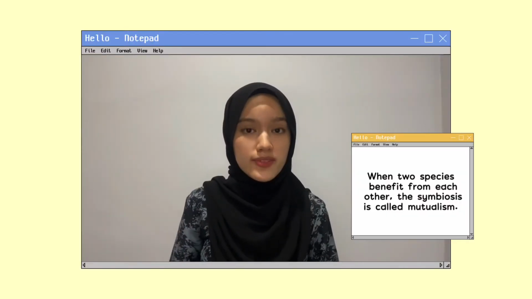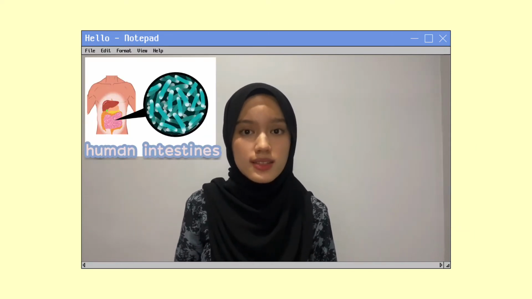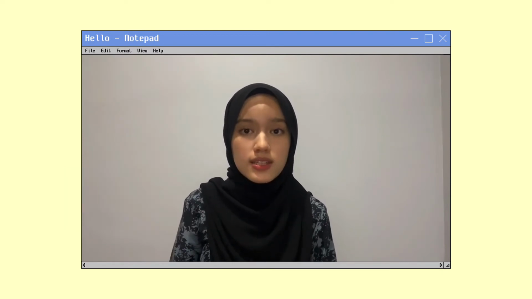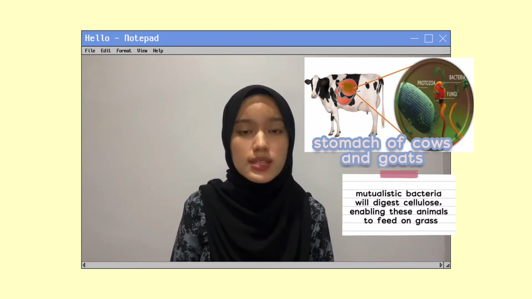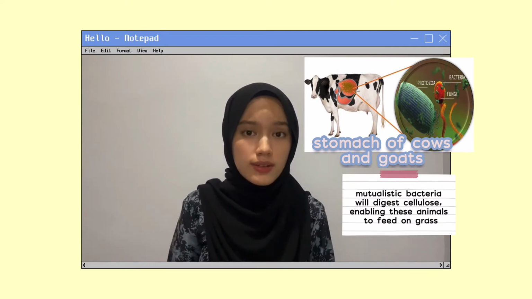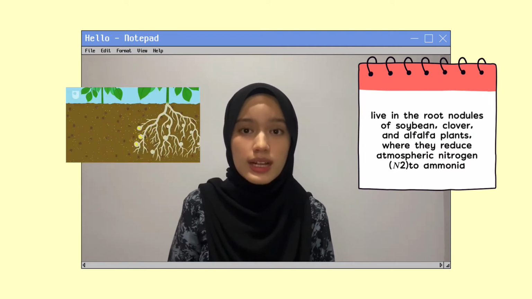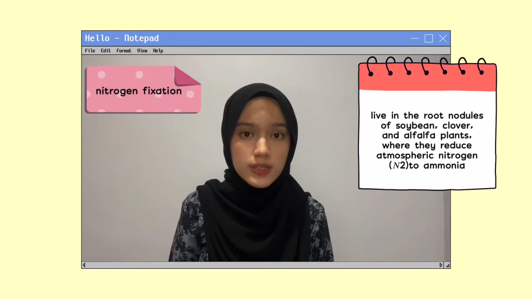When two species benefit from each other, the symbiosis is called mutualism. In human intestines, mutualistic bacteria release vitamin K and B12, which can help produce blood components. In the stomachs of cows and goats, mutualistic bacteria digest cellulose, enabling these animals to feed on grass. They also live in the root nodules of soybean, clover, and alfalfa plants, where they reduce atmospheric nitrogen to ammonia by a process called nitrogen fixation.